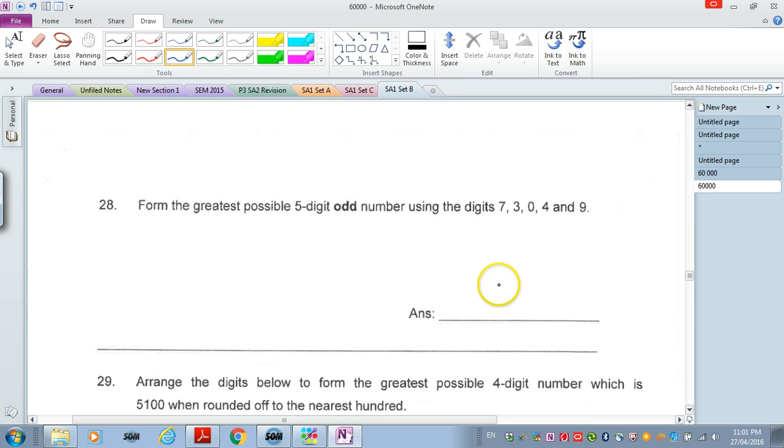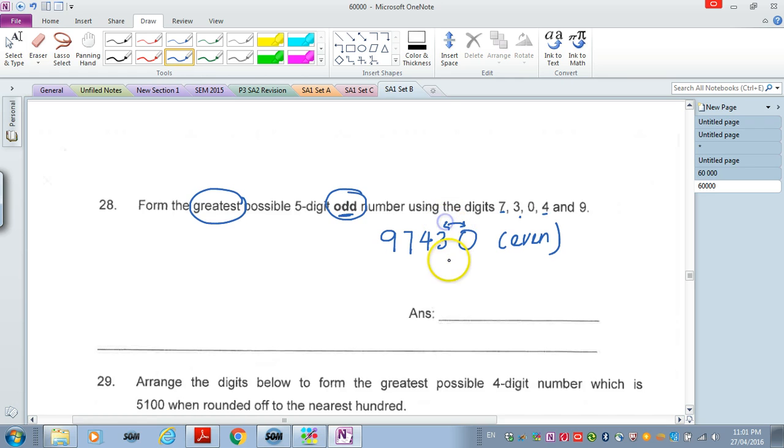Question 28. Form the greatest 5-digit odd number using 7, 3, 0, 4, and 9. So first we form the greatest. So the greatest digit will be 9, followed by 7, followed by 4, followed by 3, and followed by 0. But from here, I know this is an even number. The question requires me to have an odd number, so I just need to change my 0 to my tens and my 3 to my ones. So it's 97,403. So this is my odd number.